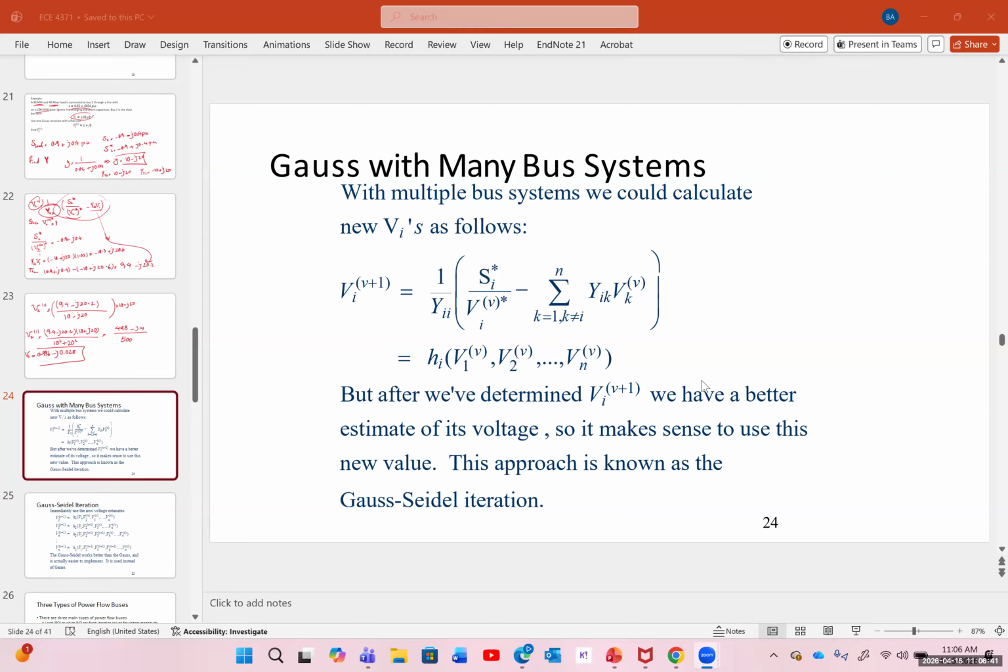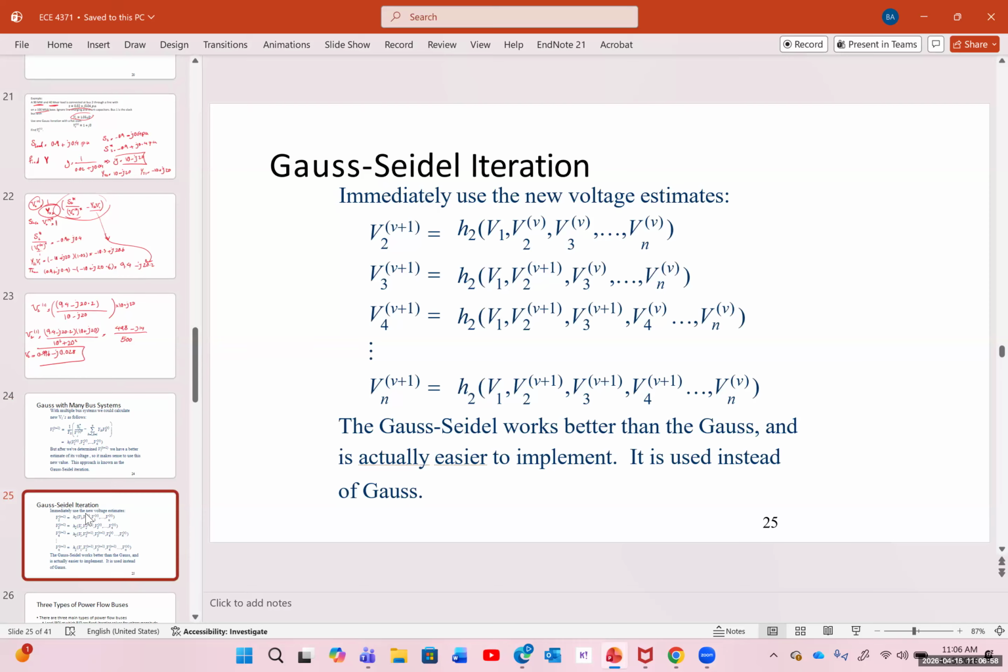But after determining Vi at v plus 1, we have a better estimate of its voltage, so it makes sense to use this new value. This approach for many buses is also known as the Gauss-Seidel iteration. We can use it to estimate the new voltages as well. Using this method, V2 of v plus 1 is going to be H2 of V1 of v plus 1, V2 of v, V3 of v, till Vn of v. And V3 is going to be H3 of V1 and V2 of v plus 1, and so on and so forth.